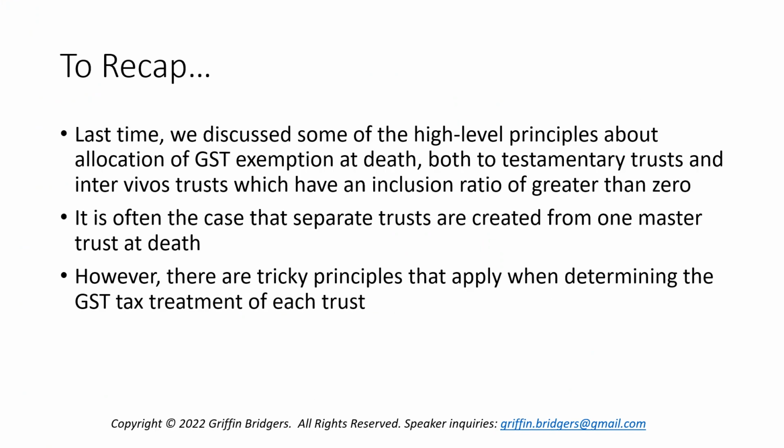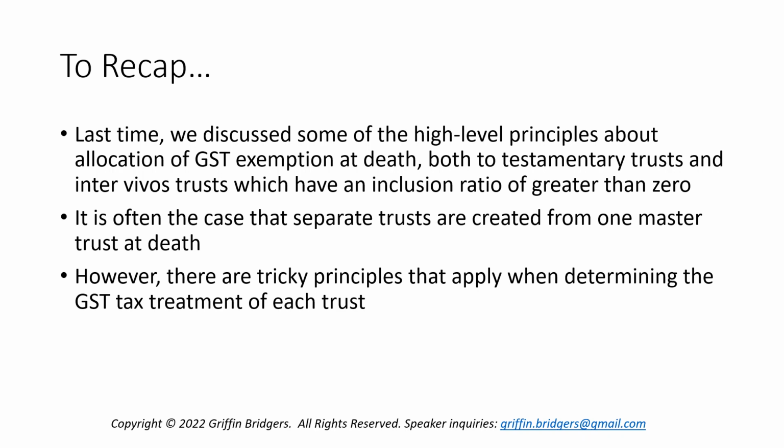Now, this is a follow-up to our last discussion, because last time in part 18, we looked at some of the high-level principles dealing with the allocation of GST exemption at death. And it's often the case that at death, as I introduced, you might have testamentary trusts that are created, or even an inter vivos revocable trust that becomes irrevocable. And all these different trusts might be created at death that each require their own allocation of GST exemption. It may even be the case that we have inter vivos irrevocable trusts that are divided up at death. So with that division, the question is, how do you treat those from a GST tax perspective?